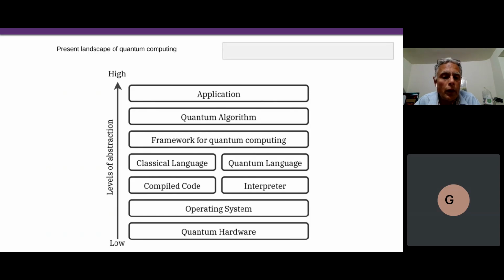Superconducting quantum, we call it SCQ, is one of them. There are many other forms using photons, using ion traps, several things which we use to provide the high level of abstraction to complete the full stack.